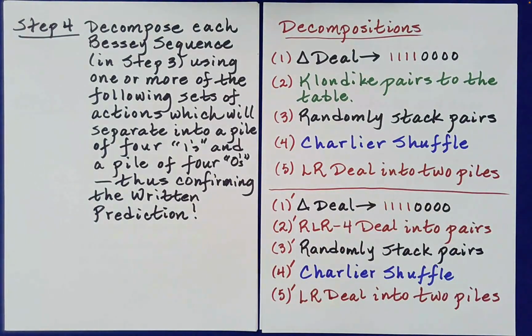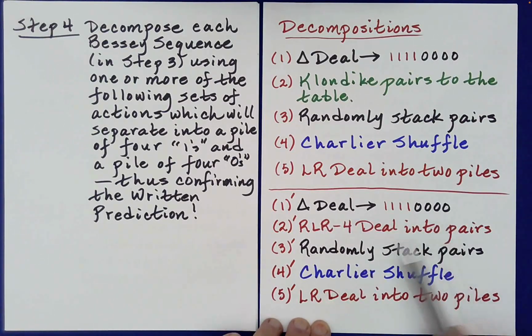Well, once you have that, you can Charlier shuffle it or randomly cut the packet. It won't hurt it. Well, to separate an alternating packet of zeros and ones, you can just do an LR deal. That would draw off all of the ones and all of the zeros into separate piles of 4 cards each. Okay, so that's one I did on one of the packets.